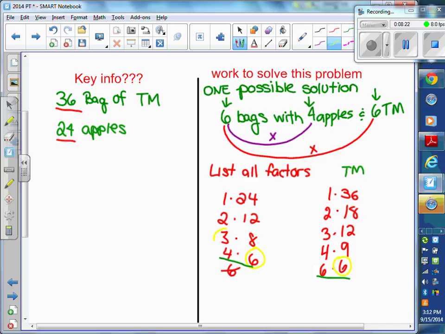Okay, then 8 apples, because 3 is a common factor. We could have 3 bags, and in each one of those 3 bags, what are you going to have, Scout? Look at the list. They each have 12 trail mix, and then 8 apples. So is this list helpful?